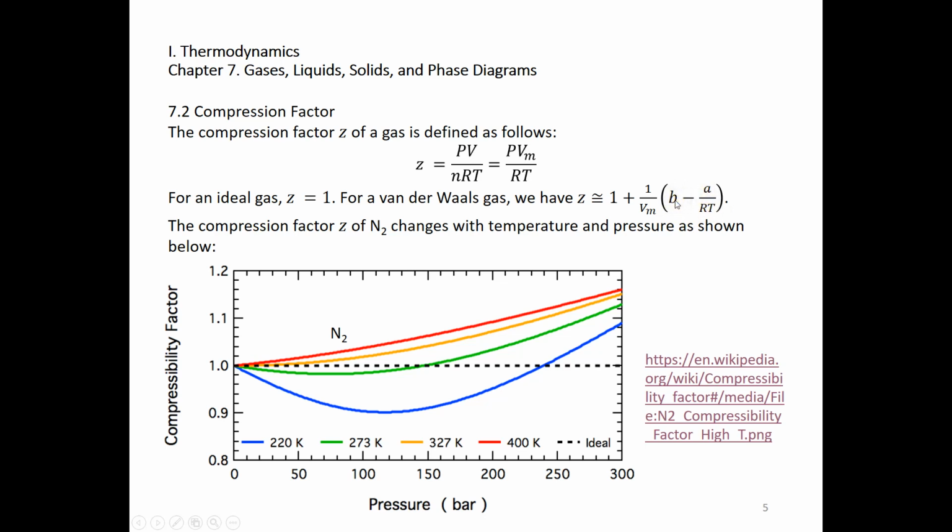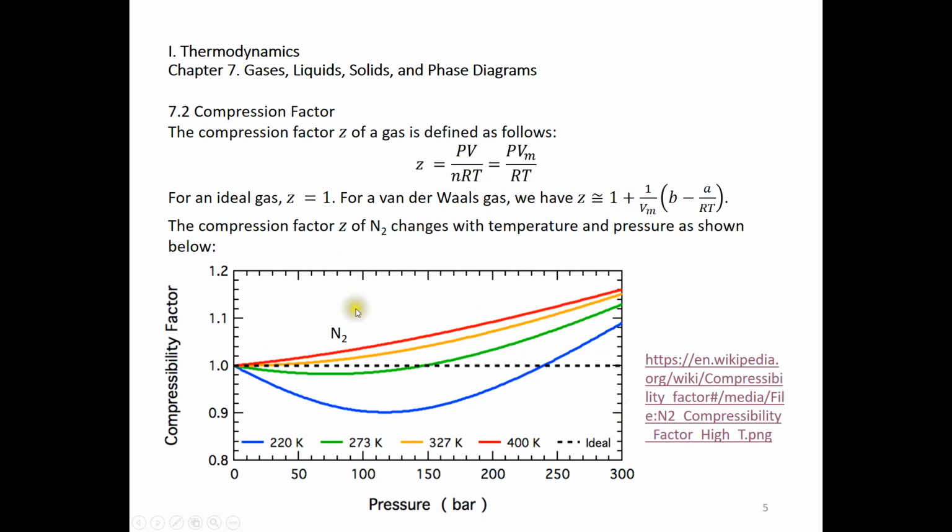Again, if B is greater than A over RT, Z is larger than 1. If B is smaller than A over RT, Z is less than 1. That's why we sometimes say when the repulsive force is predominant, Z is greater than 1, PV is greater than nRT. When the attractive force between the real gas particles is predominant, we have Z less than 1. The compression factor is less than 1, PV is less than nRT.